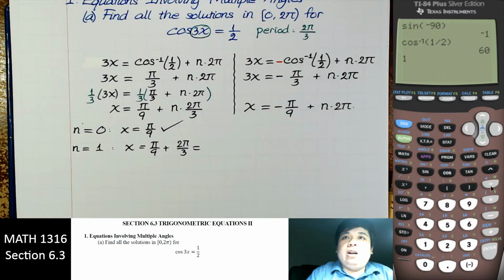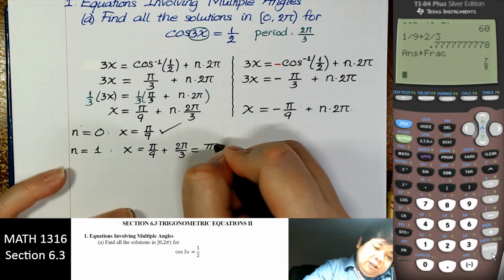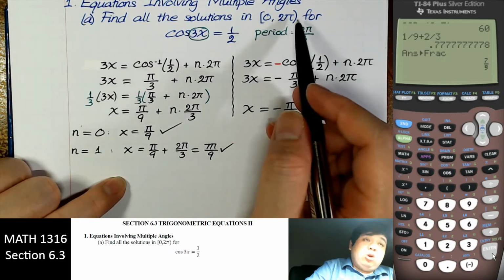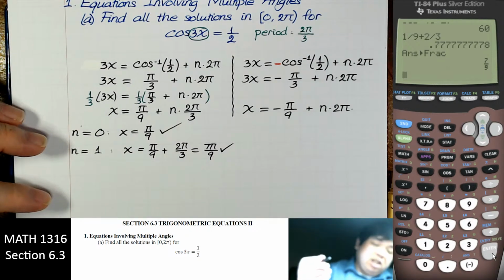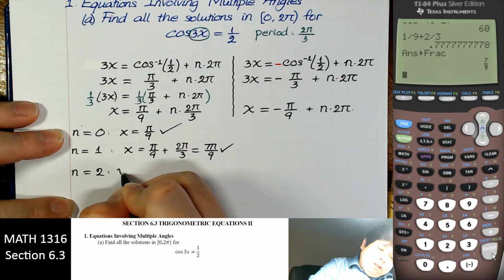So 1 over 9 plus 2 over 3, and that is 7 over 9. So that's good. It is still between 0 and 2 pi. We just have 0.77, clearly less than 2. Right. Now n equal to 2.